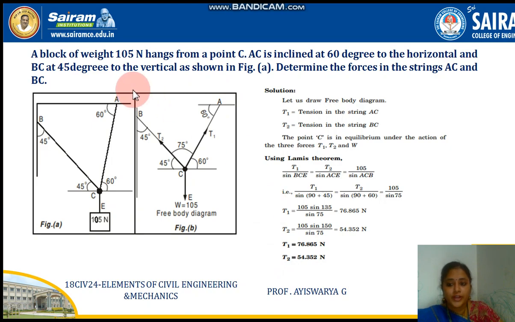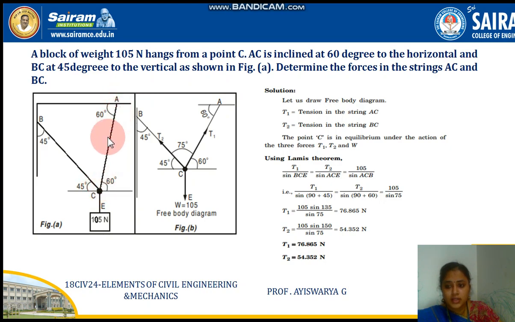A block of weight 105 Newton hangs from the point C. AC is inclined at 60 degrees to the horizontal and BC at 45 degrees to the vertical as shown in the figure. Determine the forces in the strings AC and BC. Okay, so they have given a block. This block has a weight of 105 Newton and hangs from the point C. AC is inclined at 60 degrees.